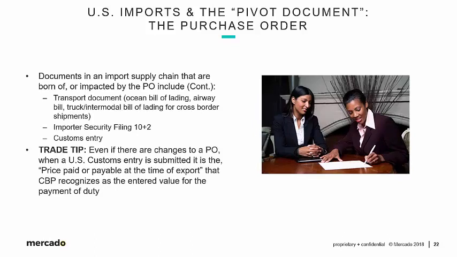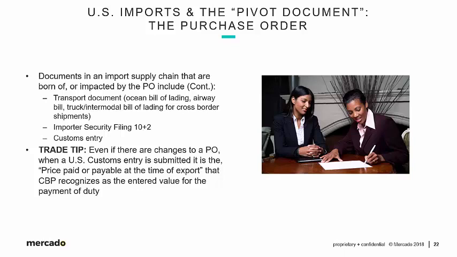Other documents in an import supply chain that are born of or impacted by the PO: the transport doc, the ocean bill of lading, airway bill, truck or intermodal bill of lading for cross-border shipments, that's what we're talking about there. The transport document lists, at least in number of pieces or number of pallets, what's in the shipment. What's in the shipment, to a very great extent, is impacted by the final version of the purchase order.